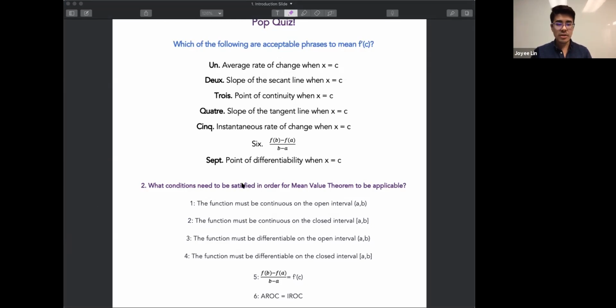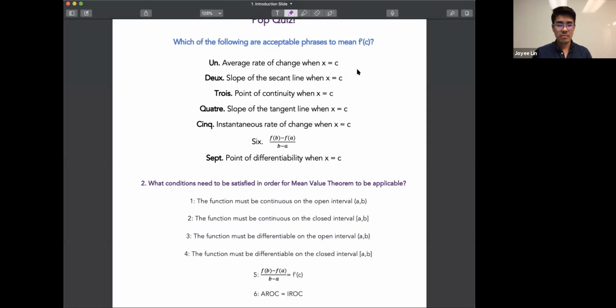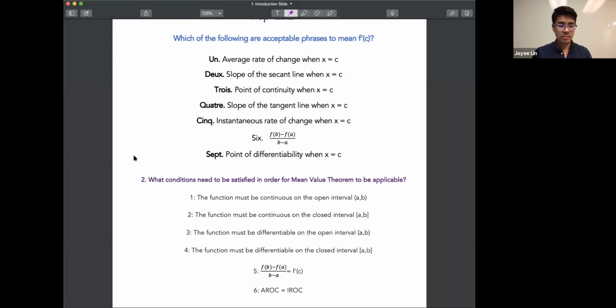Go ahead and click the ones that you think are true. It's okay if you get some wrong. That's why I'm here, to help you explain. I'll give you a few more seconds. 5, 4, 3, 2, 1.